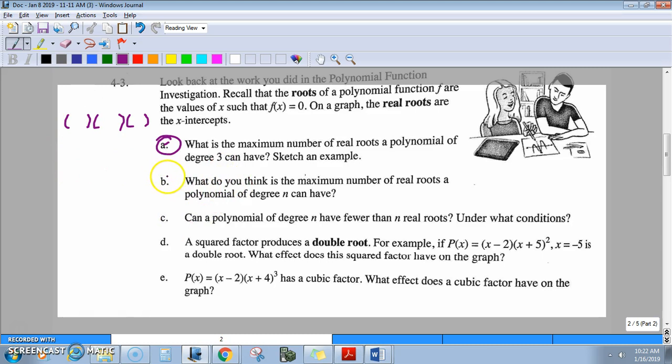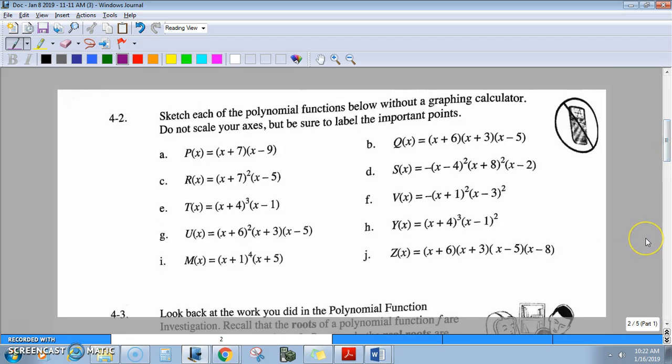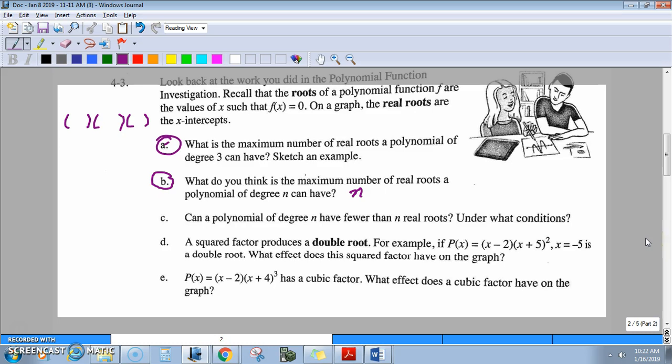So B, what do you think is the maximum number of roots that a polynomial of degree n can have? Well, n's the maximum number. We don't know what it is. Can a polynomial of degree n have fewer than n real roots? Yes, we just talked about that. Oh, D. A squared factor produces a double root, for example. Yep, we talked about that. That's what we just did. X equals negative 5 is a double root, so good. They're using vocabulary I didn't use.